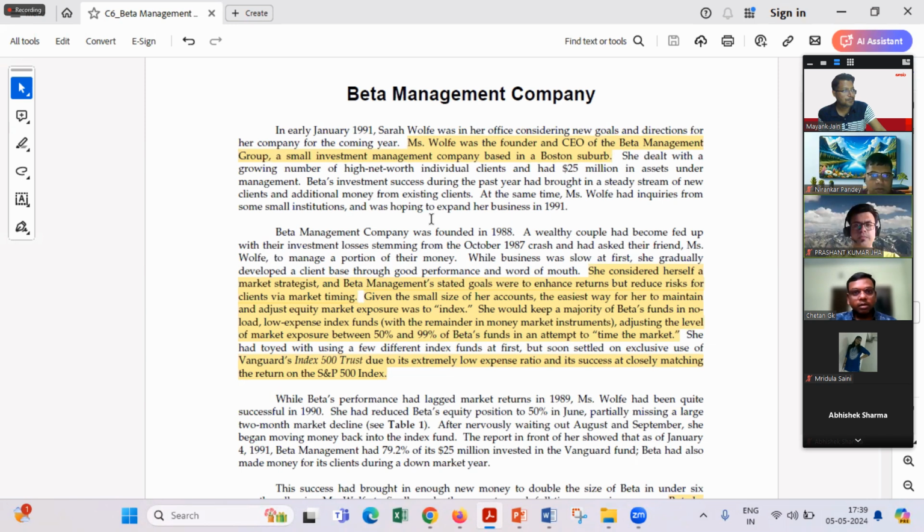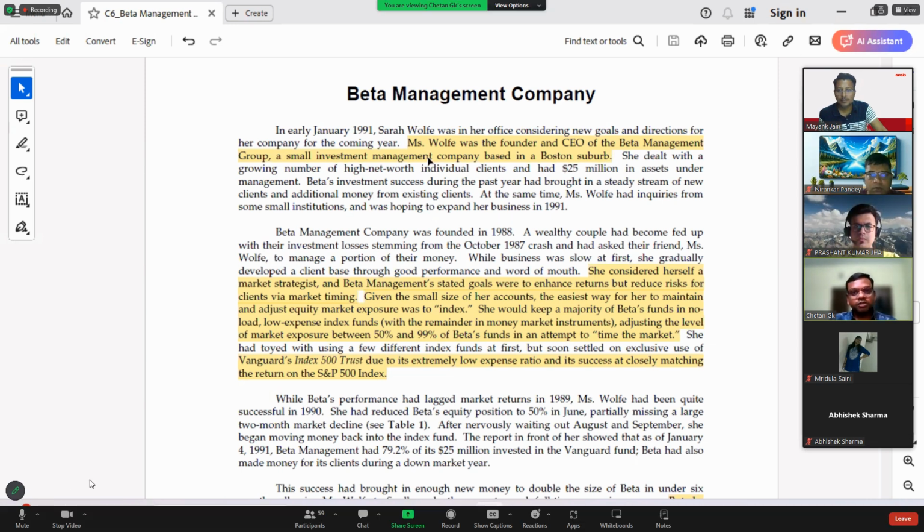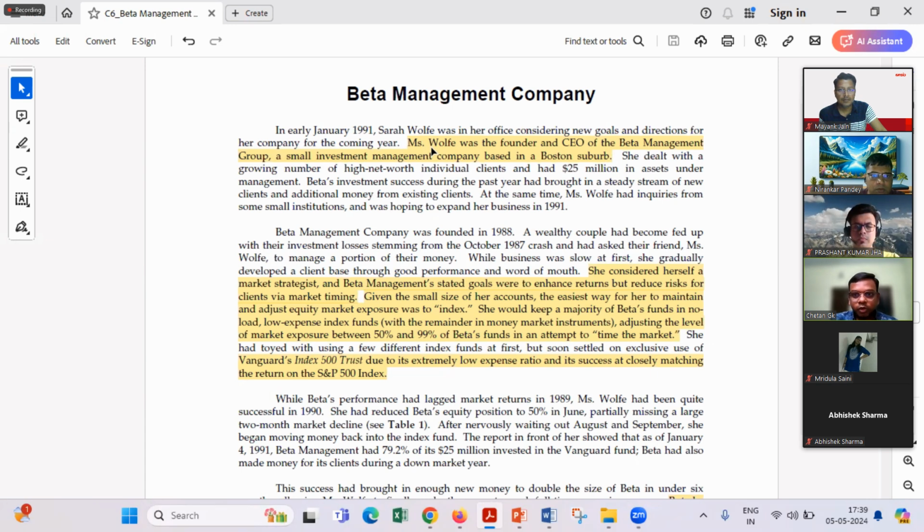Yes, sir. Okay, so Beta Management Company is a company in the US, and let us say Miss Wolf was the founder and CEO of Beta Management Group, a small investment management company based in a Boston suburb. So this is a small company. They were managing the various investments of their clients. It's a small company as per this particular case. You must have seen this.